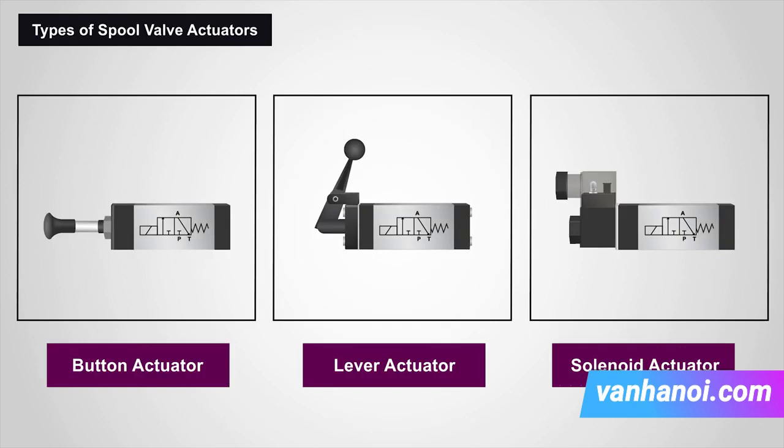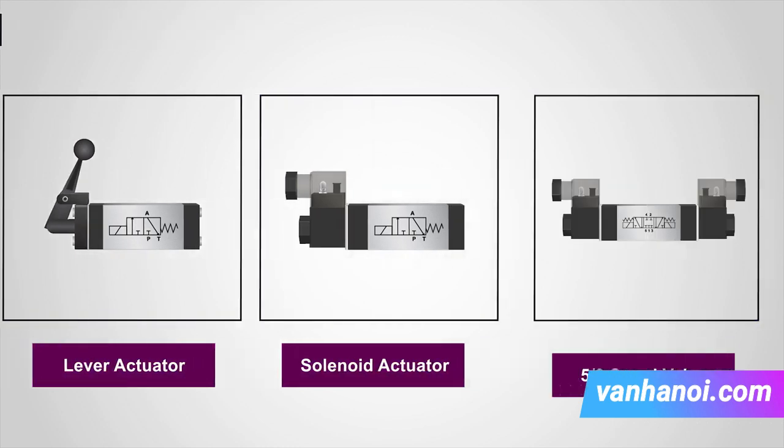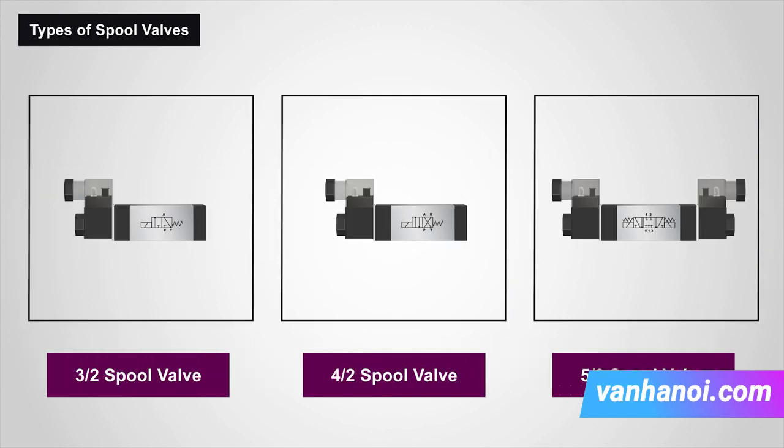A spool valve can be operated in a number of ways. We could use a button, a lever, or a solenoid. Spool valves are usually referred to by the nomenclature 3x2 or 5x3, etc., where the first number relates to the number of ports and the second to the number of different spool positions.